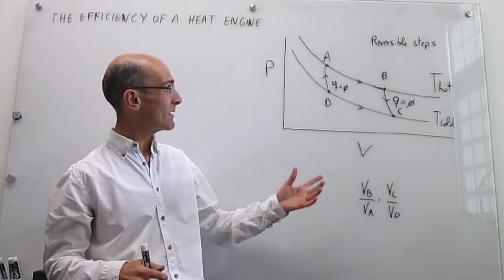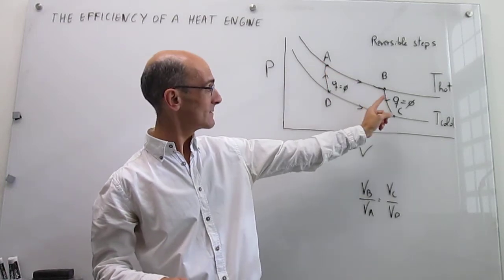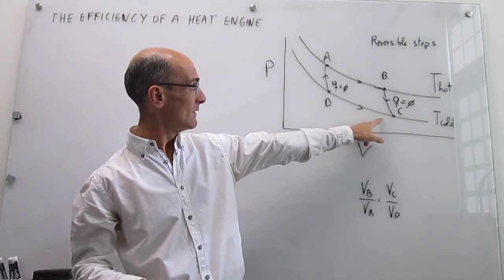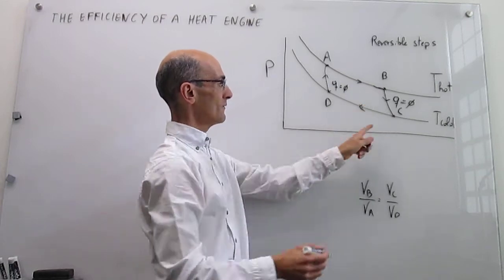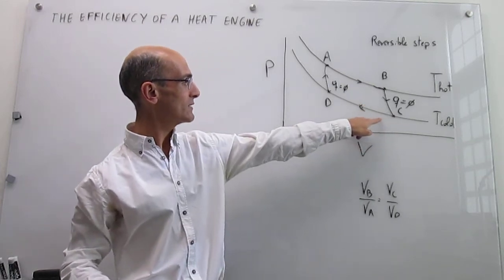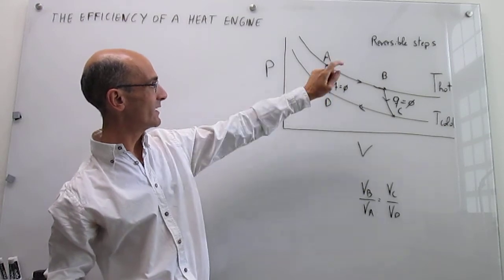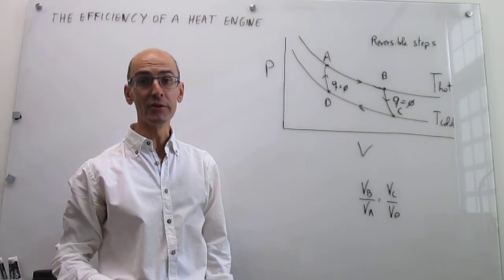Remember that you have 4 steps. You have a reversible isothermal expansion of a gas, then an adiabatic reversible expansion of the gas, then of course that arrow points the other way. Then you have reversible isothermal compression of an ideal gas, and then a reversible adiabatic compression of that ideal gas to return to the original point.